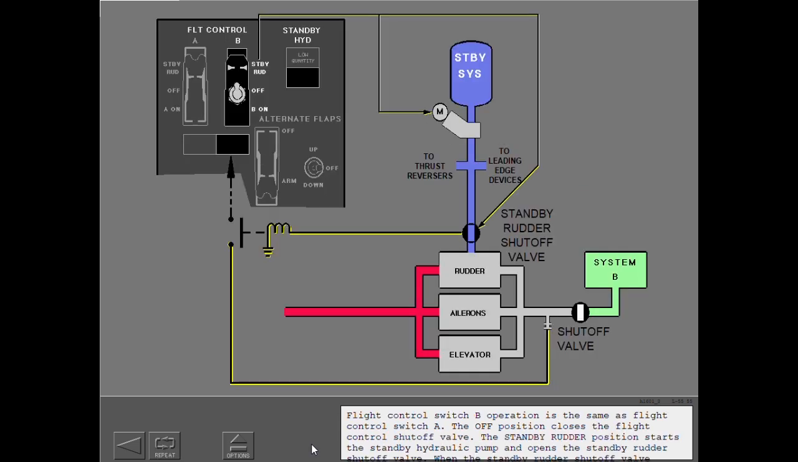Flight control switch B operation is the same as flight control switch A. The off position closes the flight control shutoff valve. The standby rudder position starts the standby hydraulic pump and opens the standby rudder shutoff valve. When the standby rudder shutoff valve opens, the flight control low pressure light is deactivated.